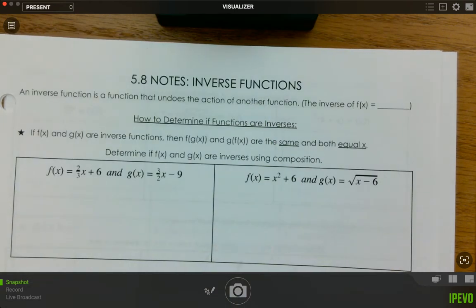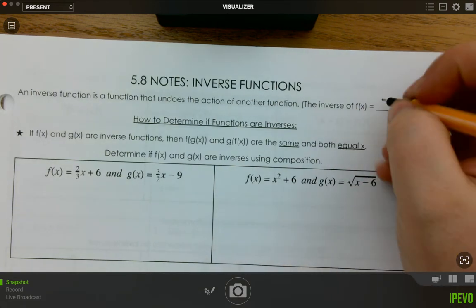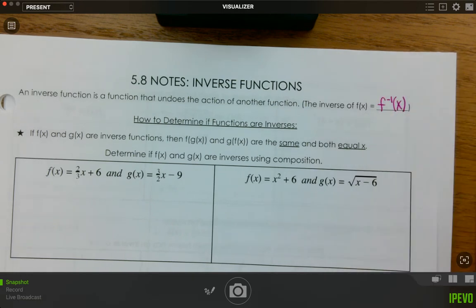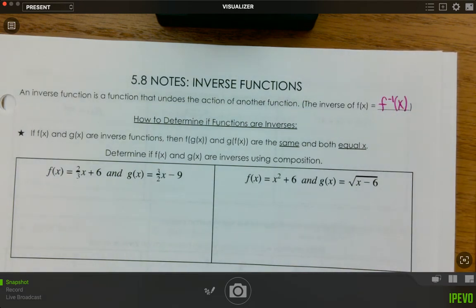The way we will write this is, if the original function is f of x, then the inverse looks like this. It's got a power of -1 there. It's kind of like x and x to the negative first, which would be 1 over x. They would cancel each other out.